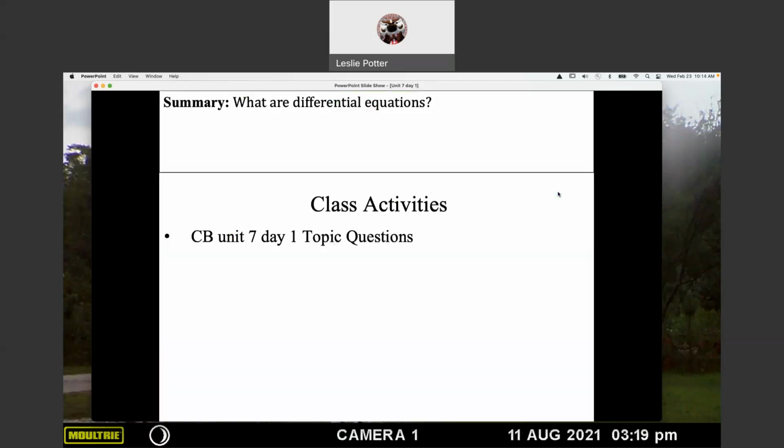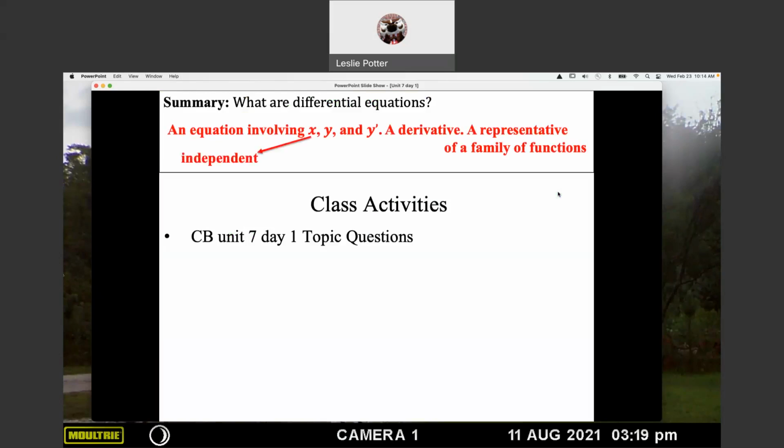Our focus for today is, what are differential equations? They're an equation involving x and y prime, or dy dx. They're a derivative. They're a representative of a family of functions. Any one of those descriptions works. When we talk about involving x and y prime, we're talking about independent, dependent, and derivative vocabulary in reference to those notations.